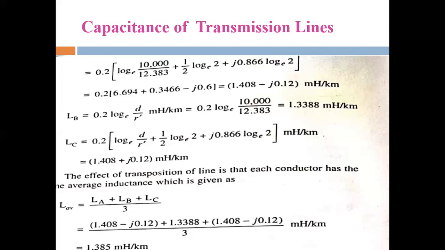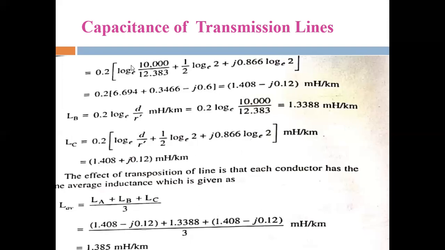This is the inductance value for the conductors A, B, C, that is LA, LB and also LC. Then we find the L average. The L average is equal to LA plus LB plus LC by 3.